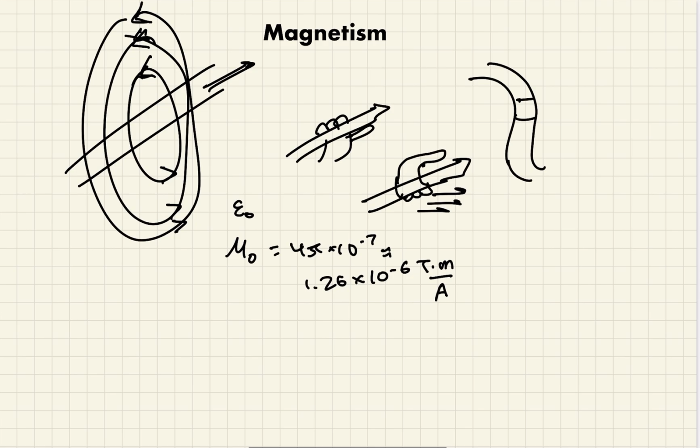Yeah, I didn't really talk about units at all, did I? Teslas are magnetic field. Newtons are obviously magnetic force. And I think that's all the new values we learned about this unit. Okay, so yeah, that's mu naught.